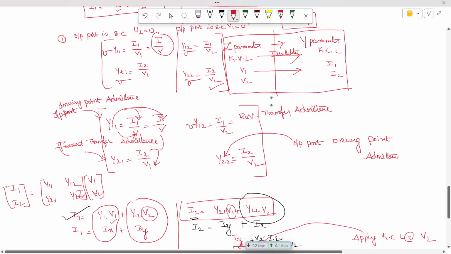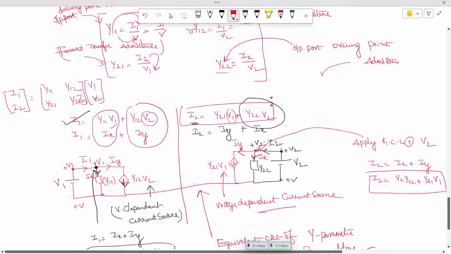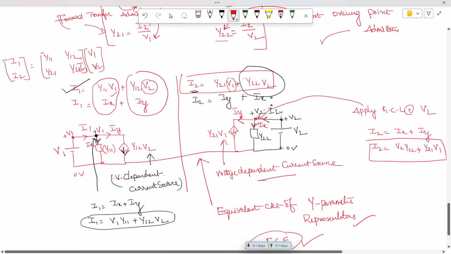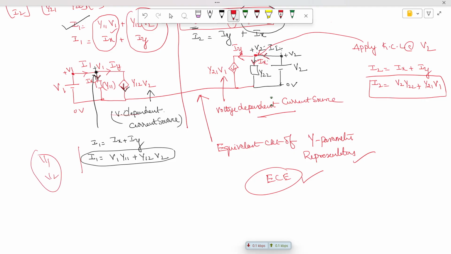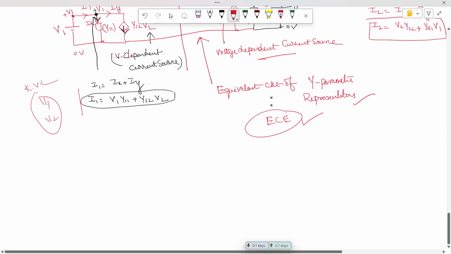So Y11 is called input driving point admittance. Y22 is called output driving point admittance. Y21, current by voltage, is the forward transfer admittance, and Y12 is the reverse transfer admittance. So this is the diagram obtained by applying KCL. But in Z parameters we obtain the same kind of equations for V1 and V2 by applying KVL. That's very important. Hope you are able to understand.